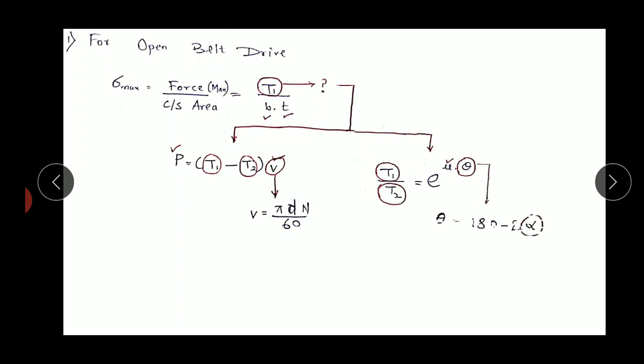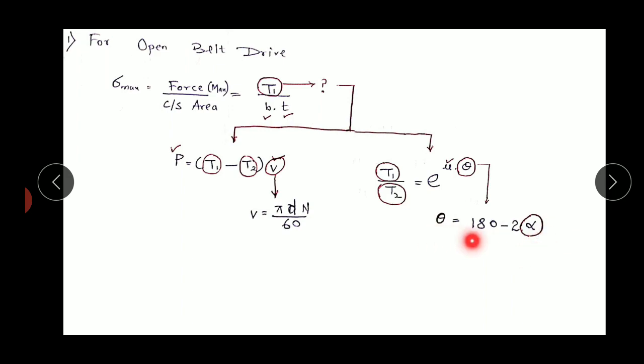We have the formula for theta. Theta is equal to 180 minus 2 alpha. Remember, what is this minus for? It is for open belt drive only. For cross belt drive it is 180 plus 2 alpha. So for open belt drive it is 180 minus 2 alpha. So here it is minus 2 alpha.